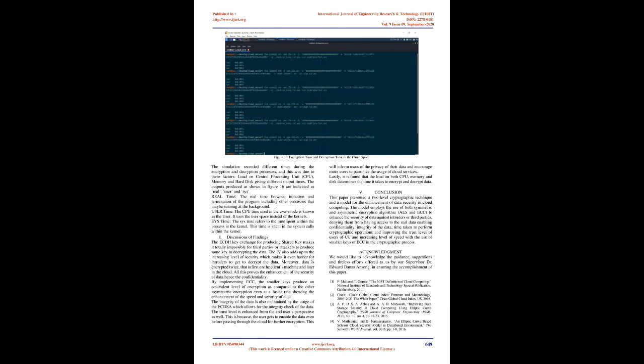Discussions of findings. The ECDH key exchange for producing the shared key makes it totally impossible for third parties or attackers to produce the same key in decrypting the data. The 4 also adds to the increasing level of security, which makes it even harder for intruders to decrypt the data. Moreover, data is encrypted twice, that is first on the client's machine and later in the cloud. All this proves the enhancement of the security of data, hence the confidentiality.